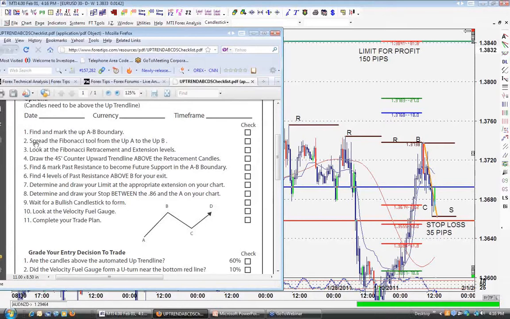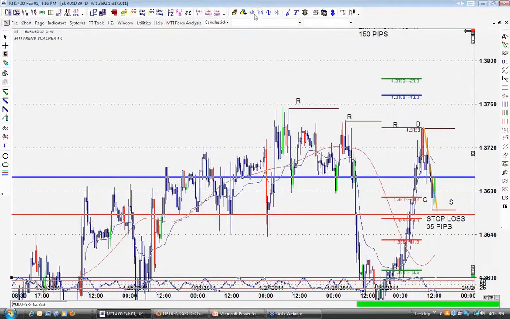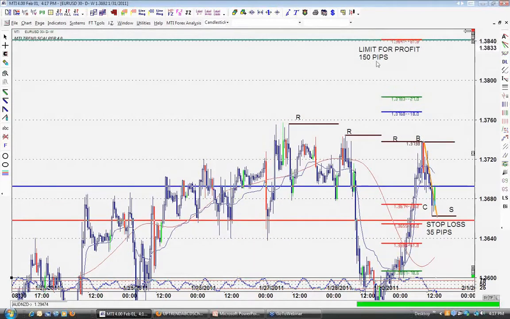It showed me how to spread the Fibonacci tool, which way to look at the Fibonacci retracement extension levels. I drew my counter trend line. And this trade presented itself with a risk of 35 pips by following that checklist, $350. The profit is set at 150 pips. So I'm risking 1 to get 4 times my money on this trade.